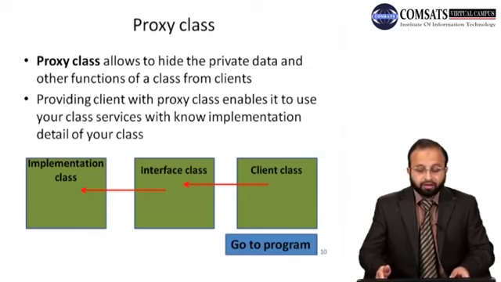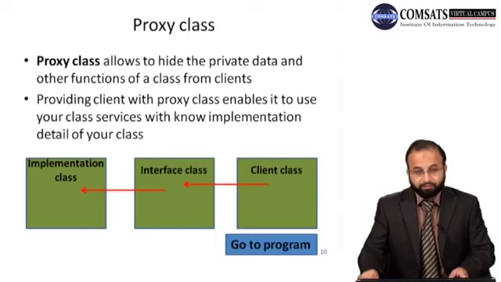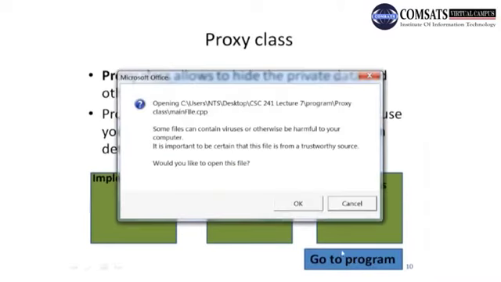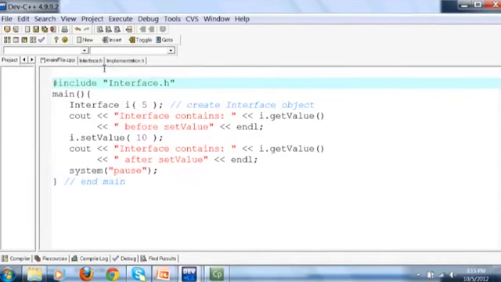So in that program there are actually three classes: implementation, interface, and client class. Client class is actually the main.cpp, right? Let's go to the program. So this is the program we use. Let me show you the detail of the implementation class first.